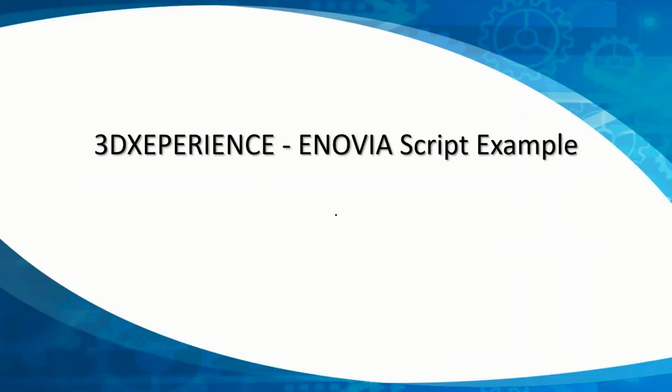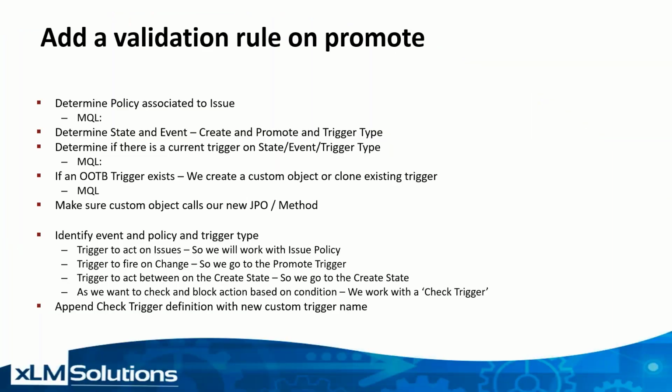So let's talk about some scripting examples. First we'll do a very traditional Java-based scripting example, and then go into more of an EKL scripting example. If we're going to do this from a Java point of view and do it in the old traditional way, for example, we may say we want to put a validation rule on promote. So when we promote an object, we want to have a validation rule. We want to determine what object we would do the promotion on. In this case, it would be an issue.